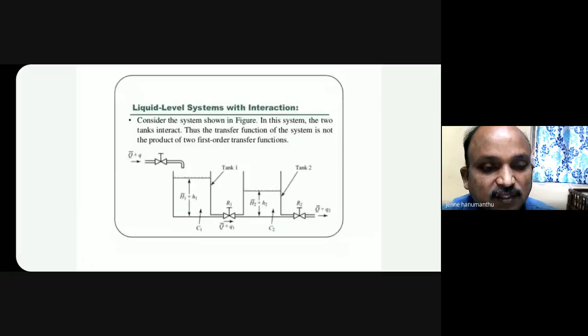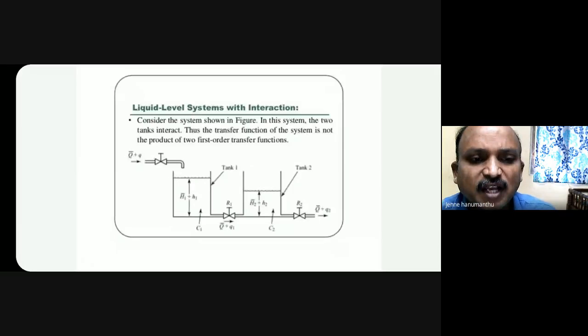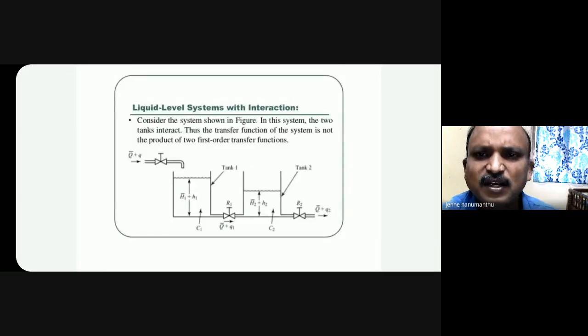Okay, interactive system and non-interactive system. Don't worry about this concept. We have a laboratory about this interactive and non-interactive system. If time permits, we will see live the meaning of interactive and non-interactive systems.